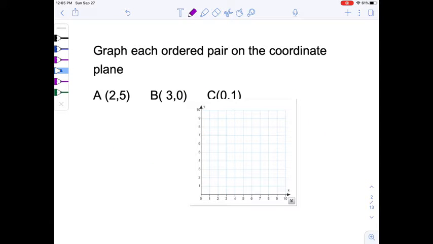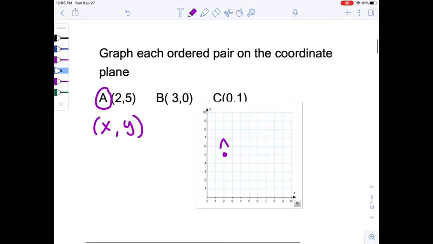This next problem says to graph each ordered pair on the coordinate plane. So remember when we're graphing ordered pairs, we always graph our x and our y. Our x is going to be how far left or right we have to go, and our y is up or down. In this case, all of them are positive, so it's going to be to the right and up. So for letter A, we go to the right 2, up 5, plot our point. And because we know that it's letter A, we have to label that point.